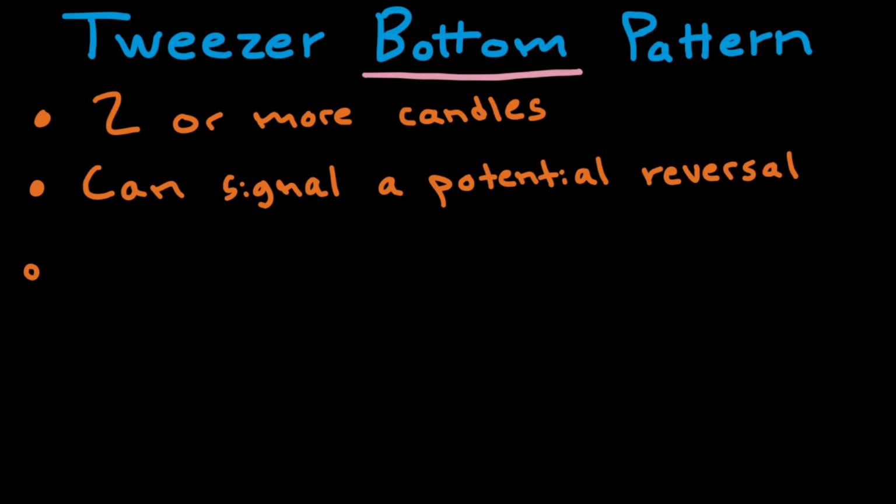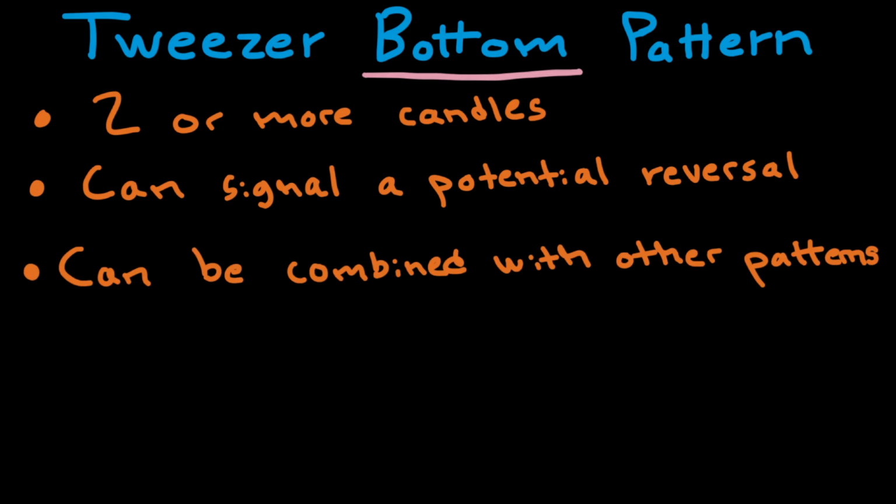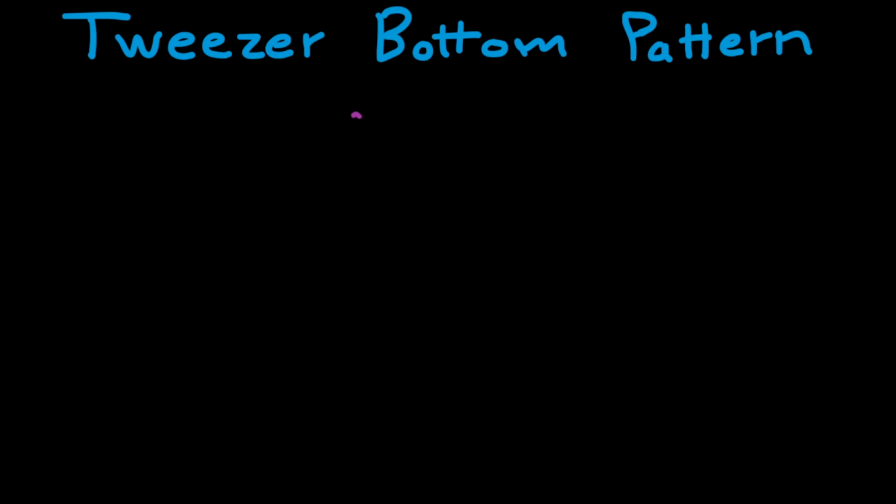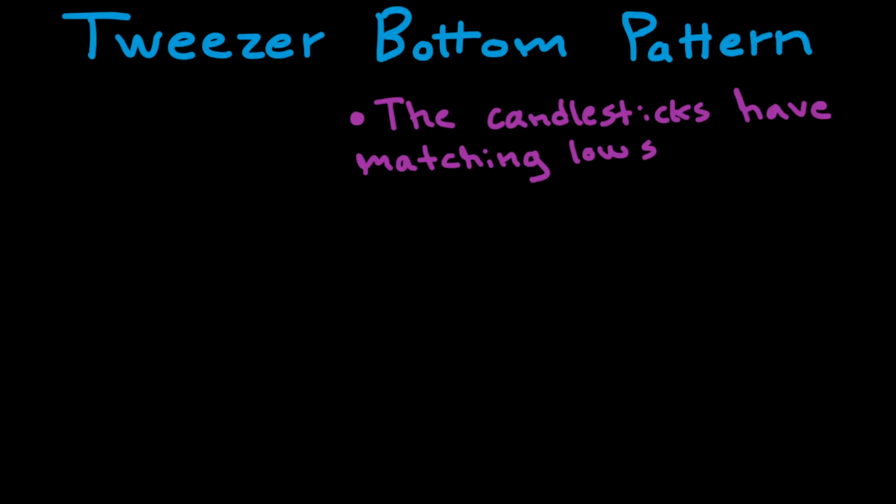And one more thing here is that it can be combined with other patterns. And what I mean by this will be more clear later in the video. But now let's take a look at how the tweezer bottom actually looks. The first most important thing that is common for every tweezer bottom is that the candlesticks have matching lows. So the lows of the candles in the pattern, it doesn't matter if we're talking about shadows or the real body, the lows of the candles should be at the same level or at least around the same level.